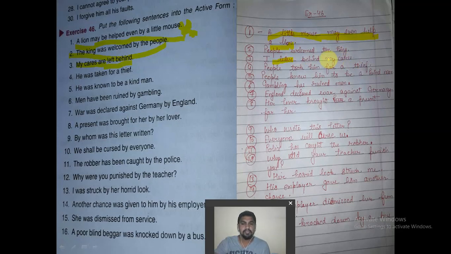Okay, then my cares would become the object in active form. So that's it. Then the next question is, he was taken for a thief. Here again the object is missing in the passive form, so the subject of the active sentence we can apply by ourselves. Obviously when somebody calls someone a thief, usually the people used to call somebody a thief. So people we can use as a word for the subject. Anyone can it be, but we'll use the word people here.